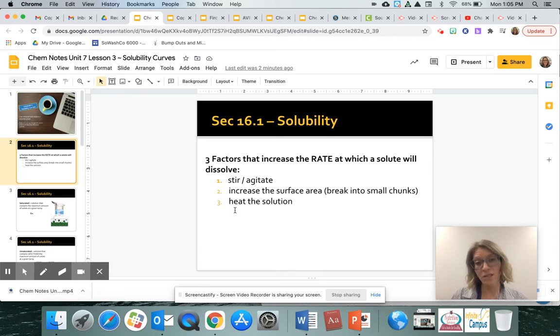And you can also heat the solution because heating increases the kinetic energy of the molecules, and since the molecules are moving faster, they're going to break down the substances that they're trying to dissolve. So those are the 3 ways that you can increase the rate at which a solute will dissolve.